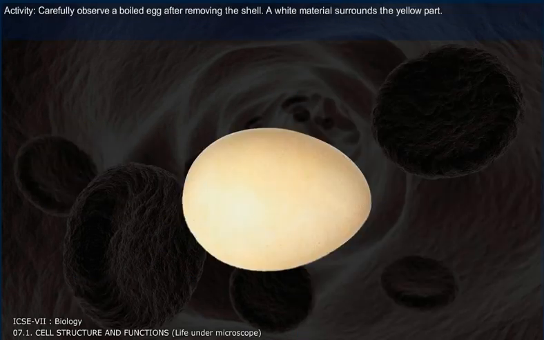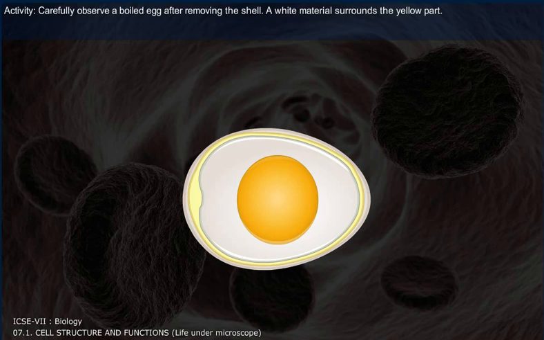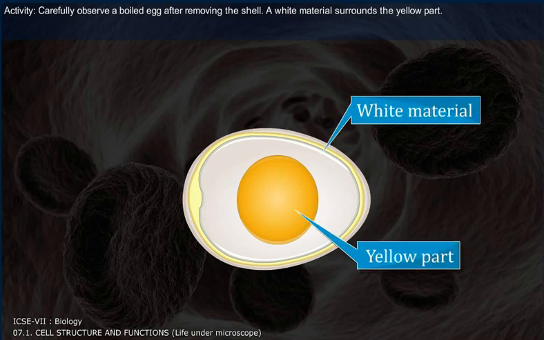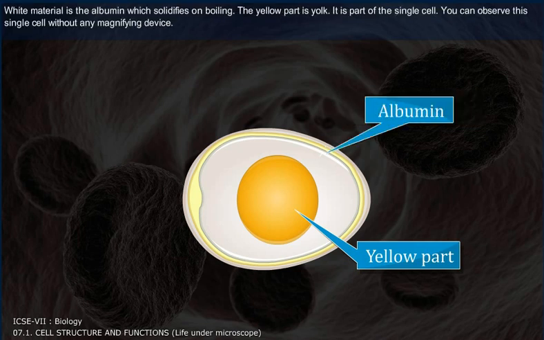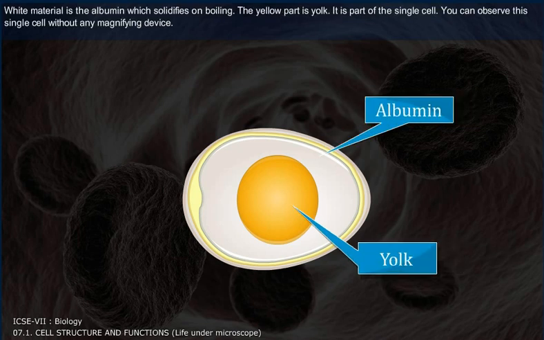Activity. Carefully observe a boiled egg after removing the shell. A white material surrounds the yellow part. The white material is albumin, which solidifies on boiling. The yellow part is the yolk. It is part of the single cell. You can observe the single cell without any magnifying device.